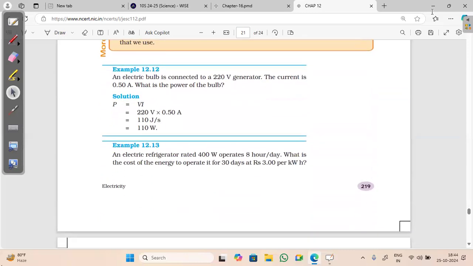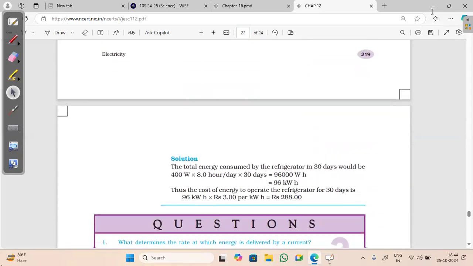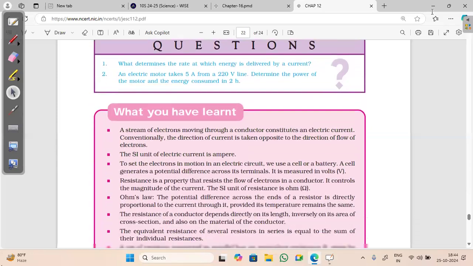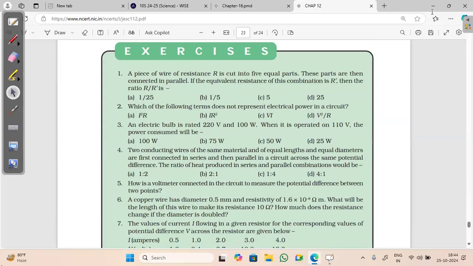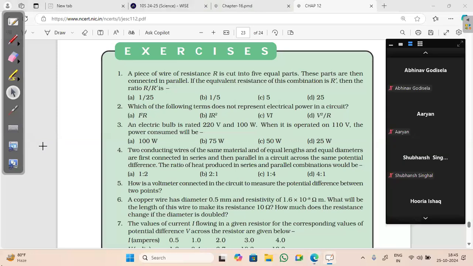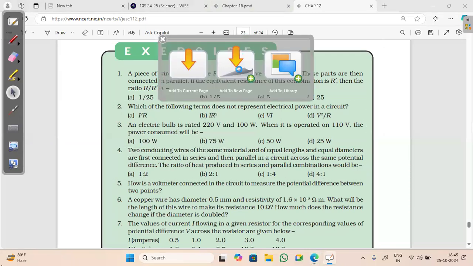Peak power. Okay, try this first question. You need to try, not first, try the second question. Second, third. Sir, which one, sir? You have to try these three questions: 2, 3, and 4.